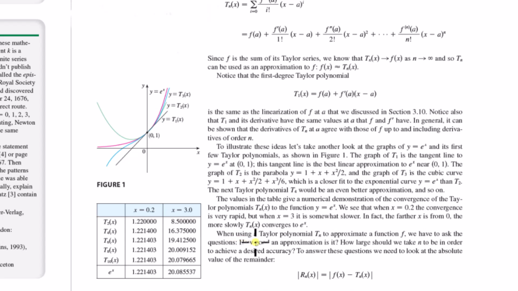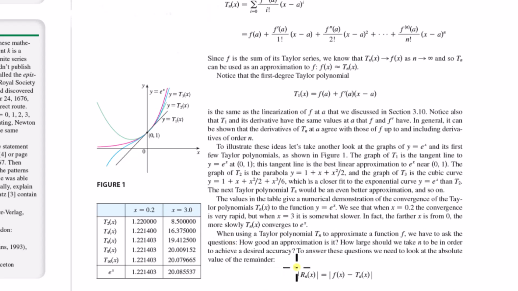Okay, so when using a Taylor polynomial to approximate a function f, we have to ask the question, how good of an approximation is it? How large should we take n to be in order to achieve a desired accuracy? To answer this question, we need to get an estimate for the remainder, well, the absolute value of the remainder. So maybe T sub n, when we evaluate it at a certain x, is above or below the actual value.